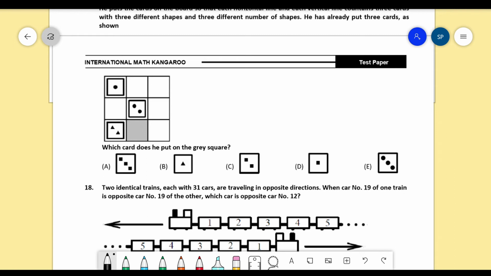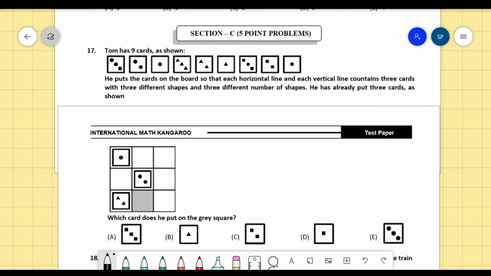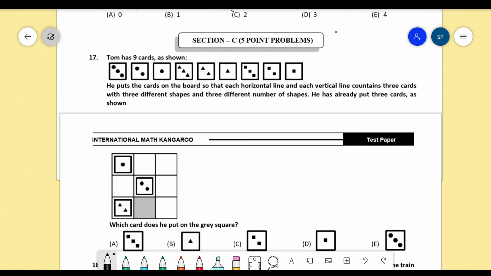Okay, so what they've given us is these 9 tiles. These tiles each have either circles, triangles, or squares on them. And they either have 3 circles, 2 circles, 1 circle, and either 3 triangles, 2 triangles, 1 triangle, or, as you know it, 3 squares, 2 squares, or 1 square.